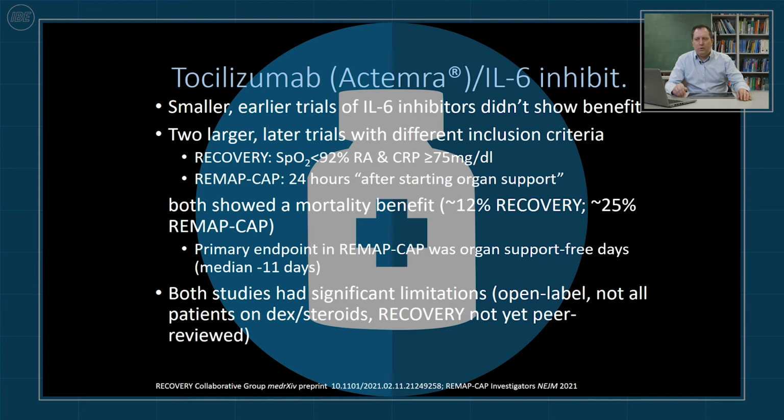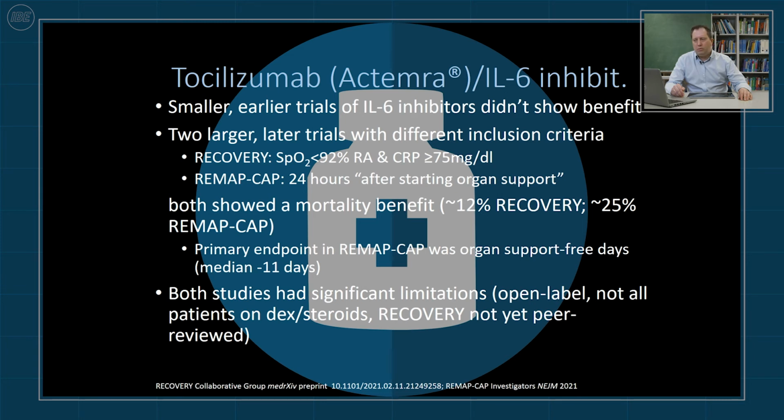The next treatment are IL-6 inhibitors. The greatest evidence at this point is for tocilizumab. There are smaller, earlier trials for this one and other IL-6 inhibitors that did not show a benefit. But two larger recent trials have shown a benefit, but they had different inclusion criteria.